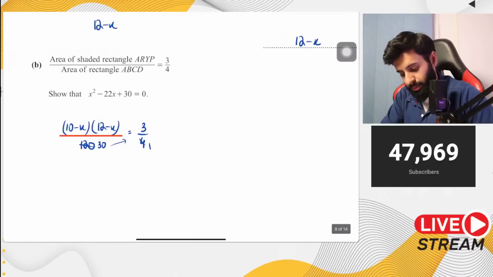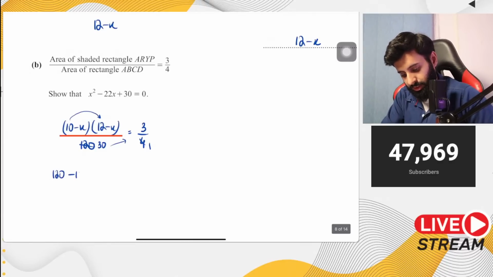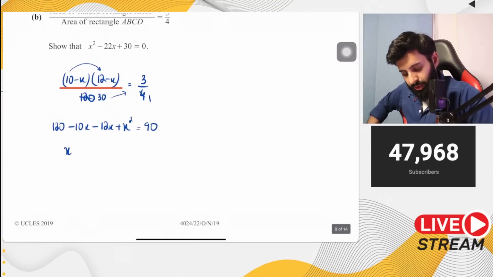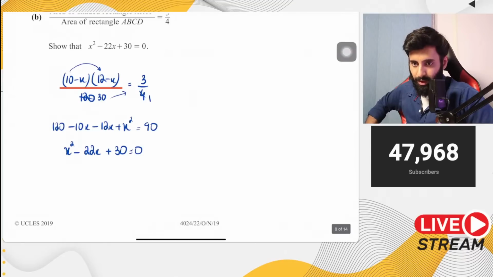While you cross multiply, expand this as well. So, 120 minus 10x minus 12x plus x square equals to 90. Get everything on the left hand side. So, x square as it is minus 22x. 120 minus 90 is equals to positive 30. So, there you go. Positive 30 equals to 0.